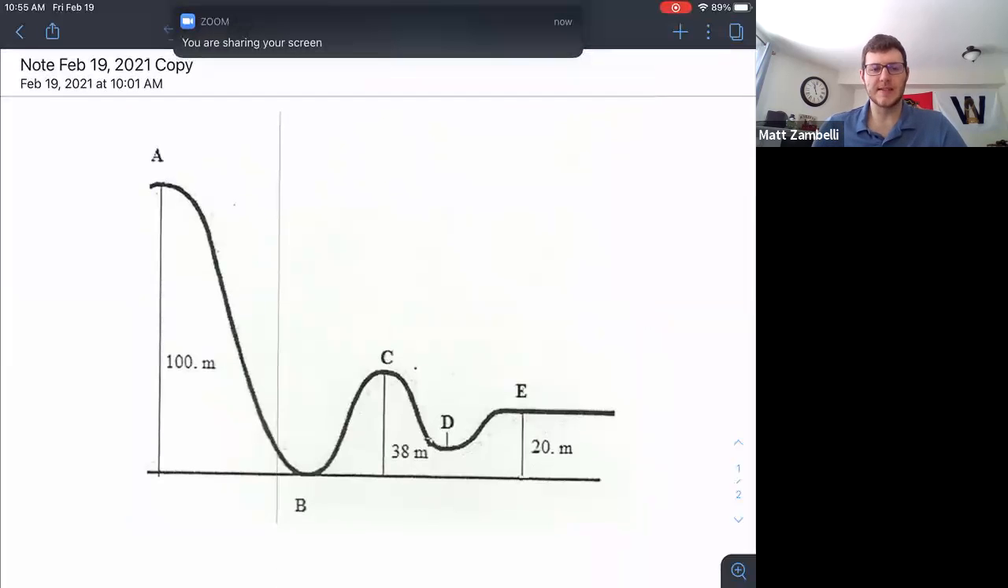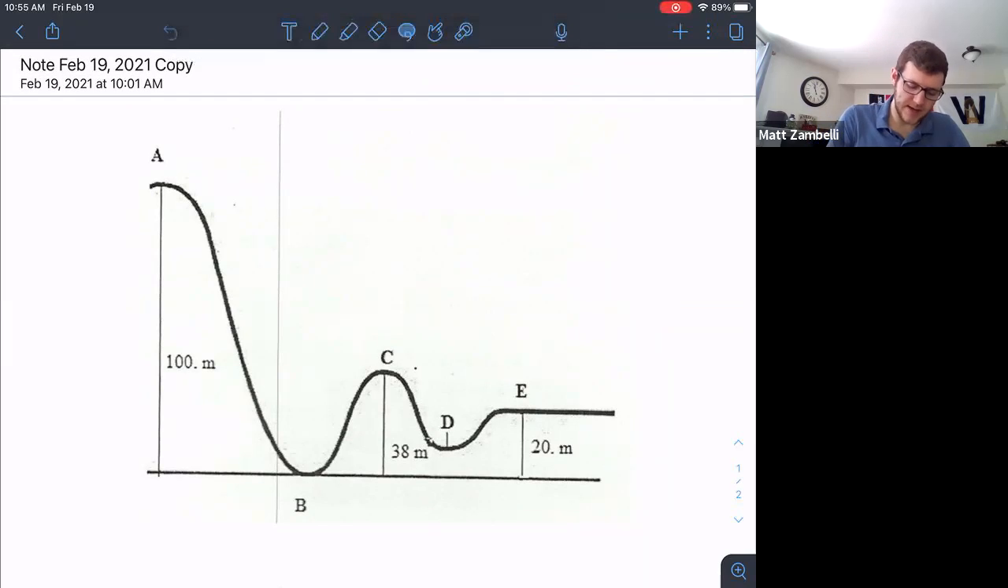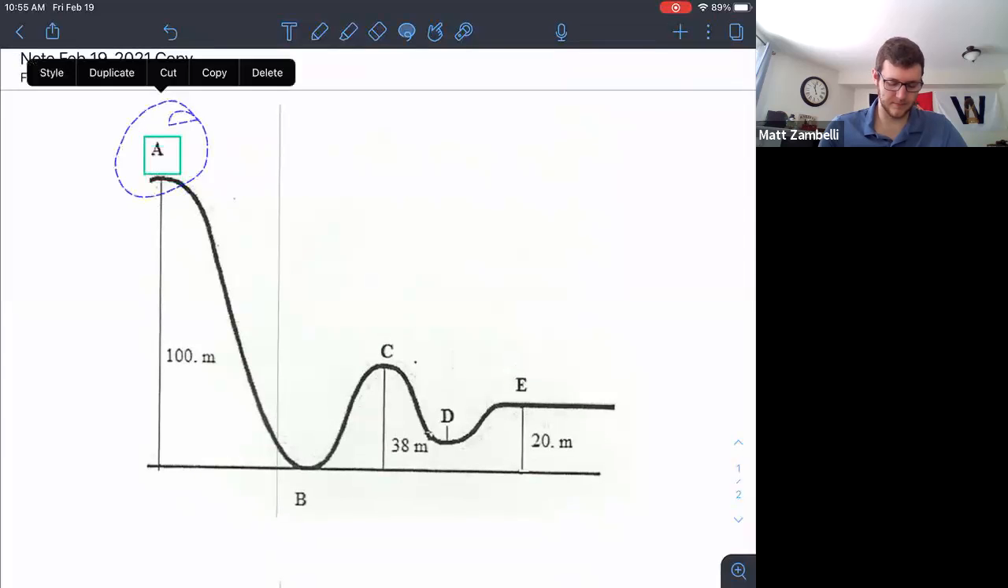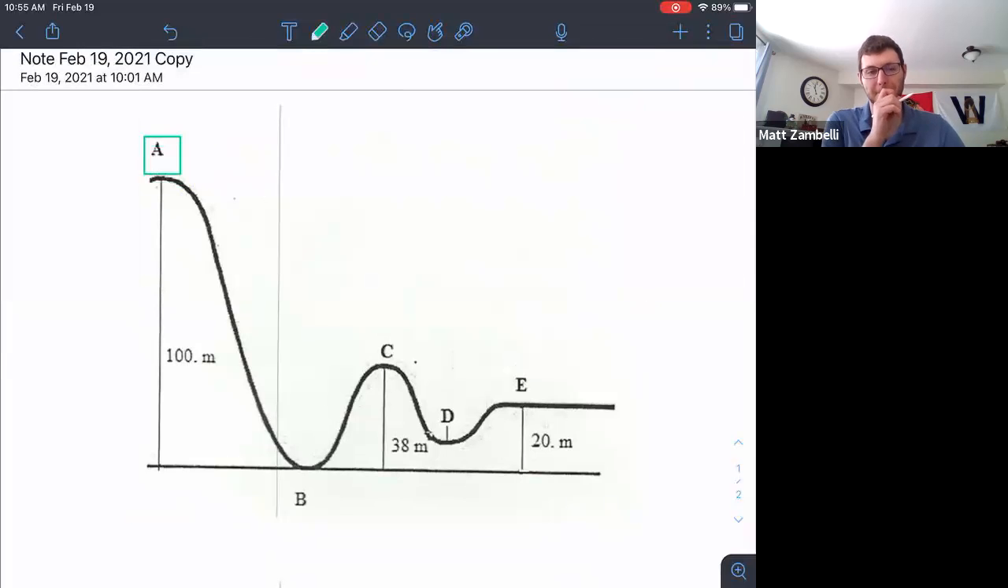All right, ladies and gentlemen, so we're looking at this roller coaster. So we have our car gets pulled up to here. What kind of energy are we going to have up here at A? What do we think? Who's an idea? Who's a guess? What kind of energy do we have at the top at A when the car gets pulled up to the top?